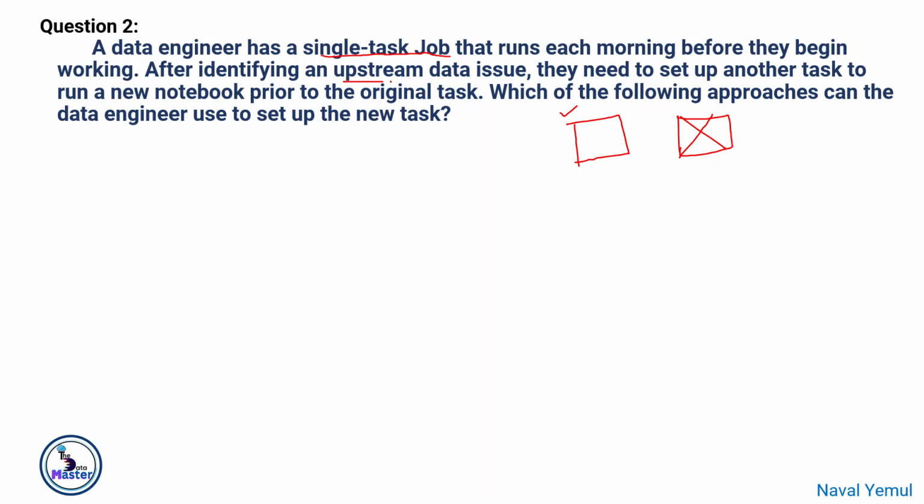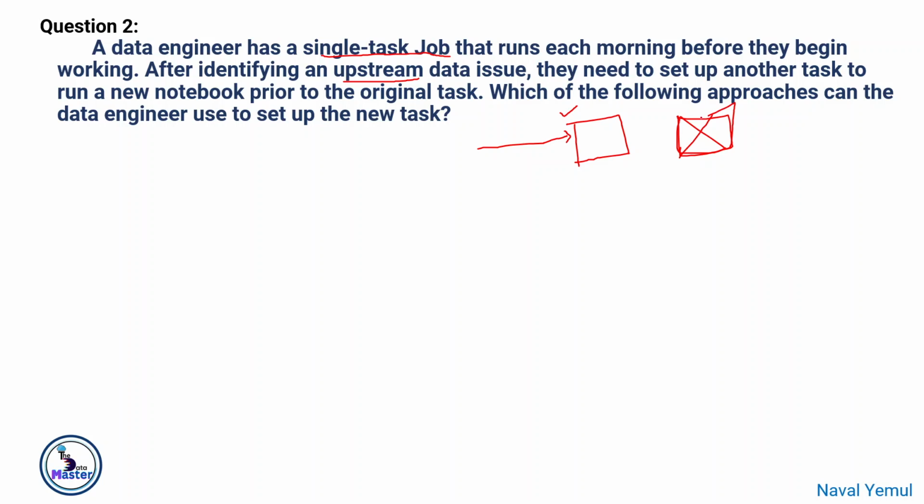So what is upstream? When your data is flowing, you can see the upstream and downstream. Suppose this table has been coming from a raw table or a bronze table, and from this again it is moving to the gold table. So the gold table becomes a downstream here, and this bronze table becomes an upstream here. So this is a silver table. I'm just giving you a scenario. So they need to set up another task. They want to set up one more task here.